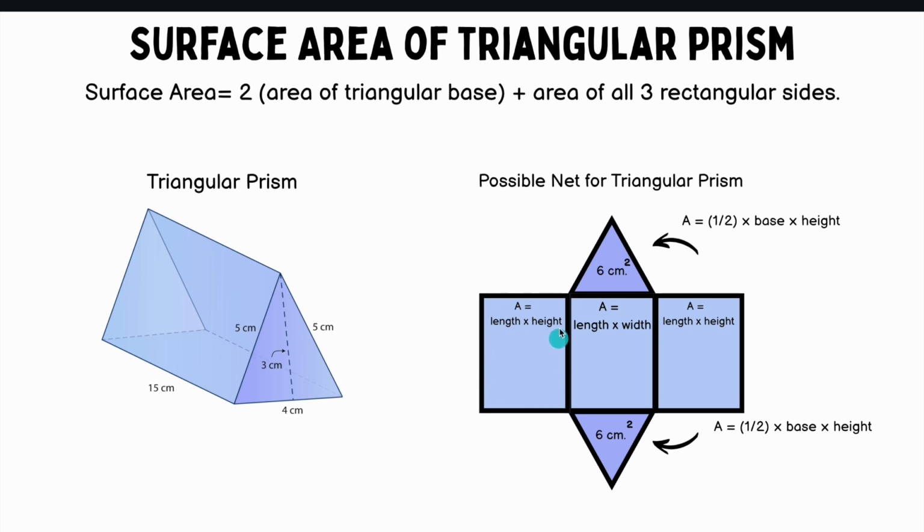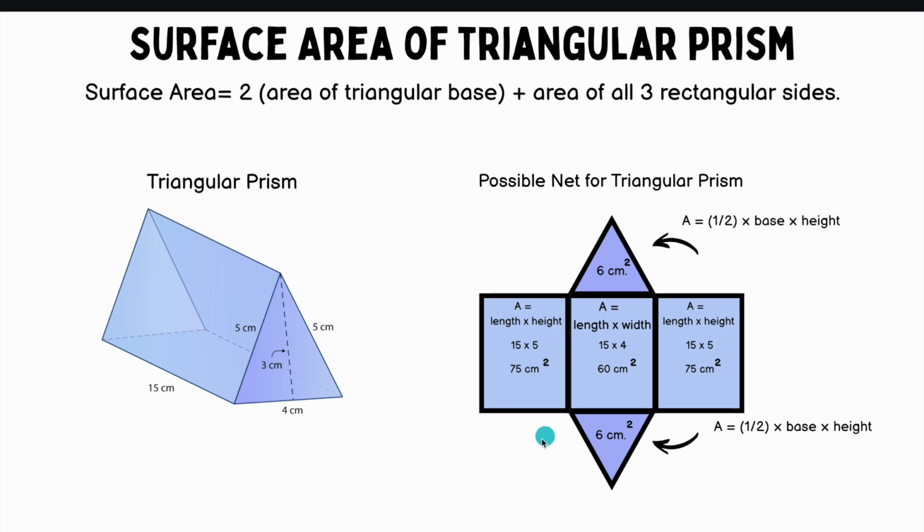Now let's find the area of this rectangle. We have the length times the height, 15 times 5. We know that's 75 centimeters squared. Now let's find the area of this rectangle. We have 5 times 15, which is 75 centimeters squared. Lastly, let's find the area of this rectangle. We have 15 times 4. 15 times 4 is 60 centimeters squared.